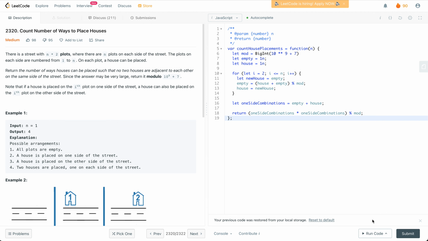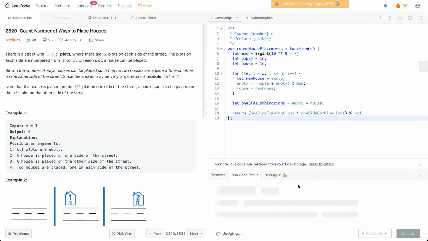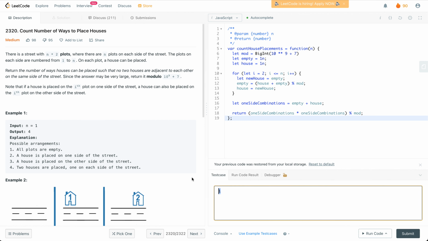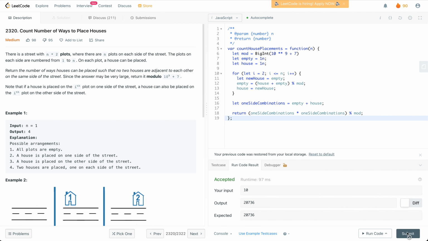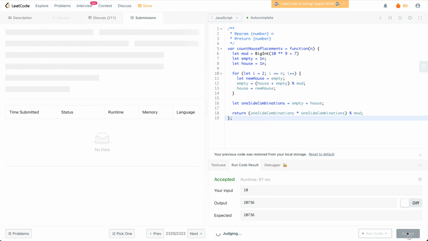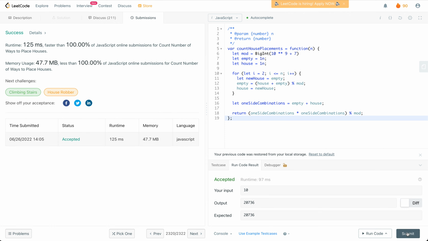Let me run the code. Yeah, this works. Let's try for a slightly bigger test case. It works. Let's submit it. Yep, looks like we have an answer. So that is all.